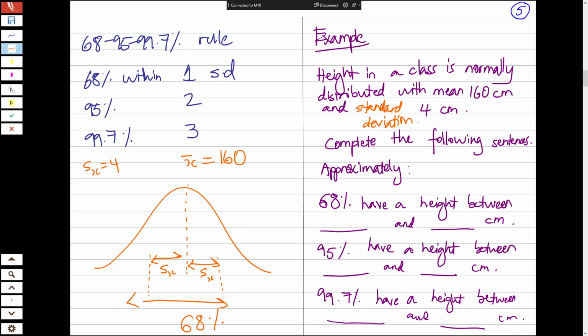Oh, so it goes up by 4. Is it 156 to 164? Did you say 156 to 164? No, I said 160 and 4. That's completely different. Yeah, okay, so it's this one. So you start in the middle and then add and subtract 4, and that's it.